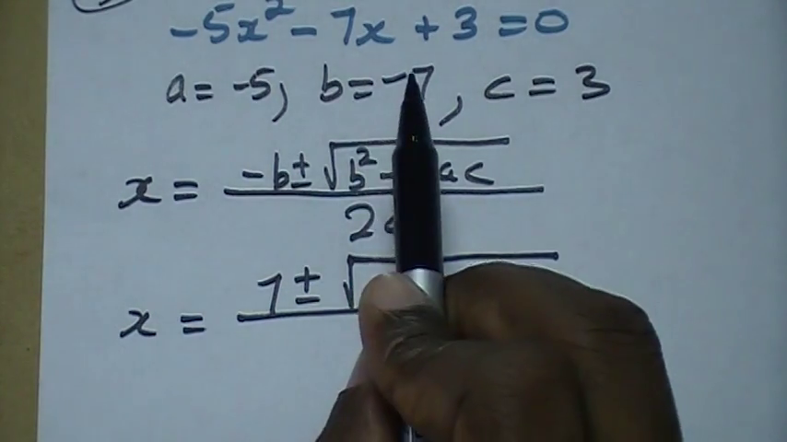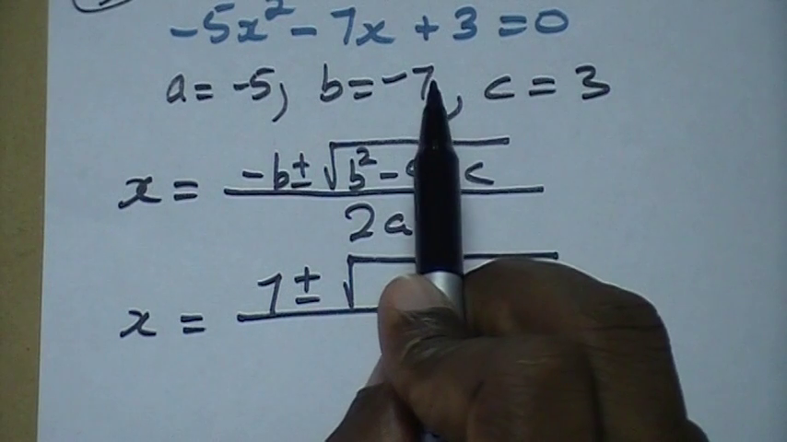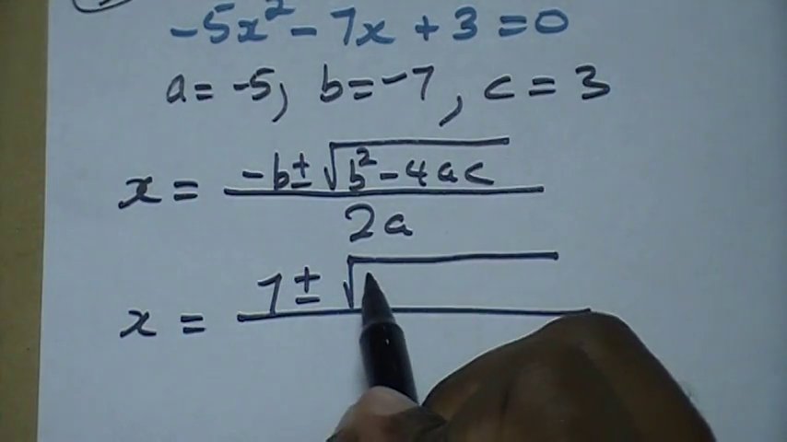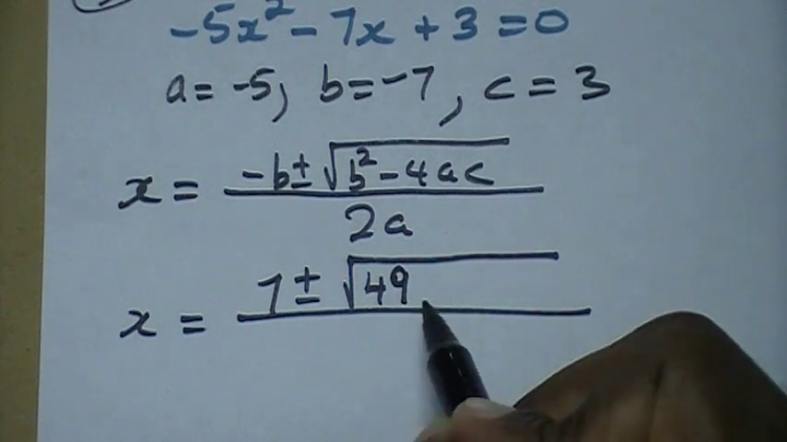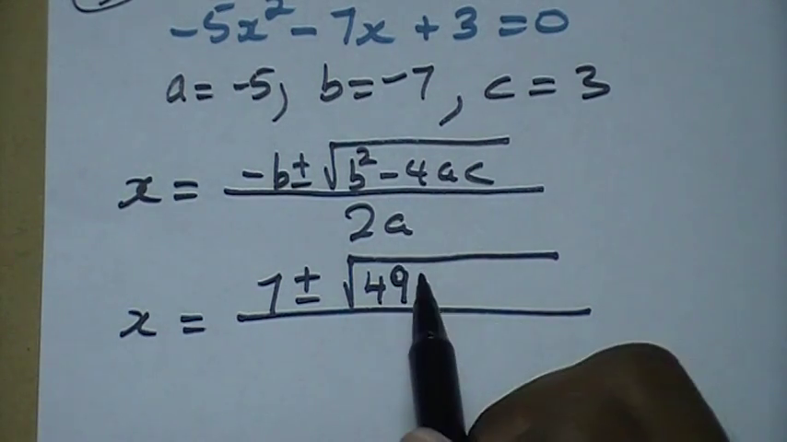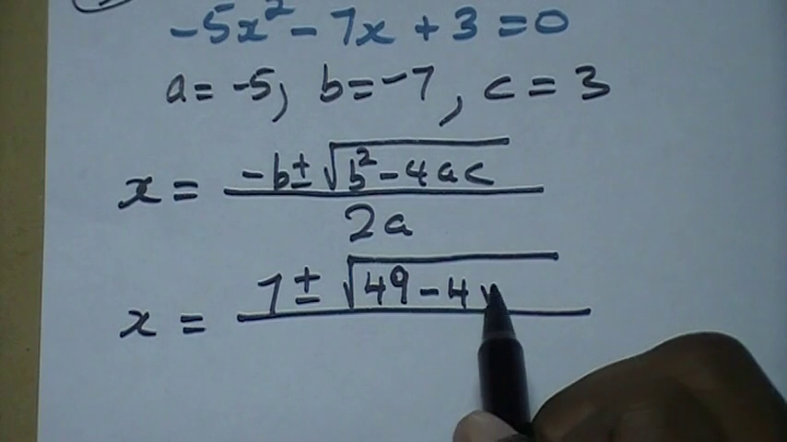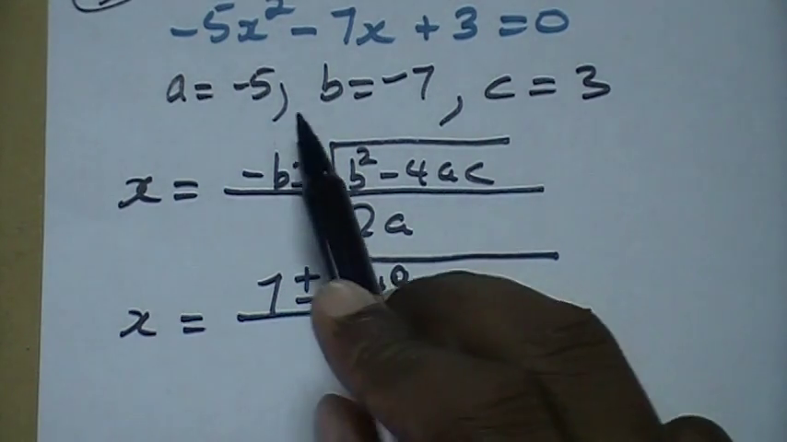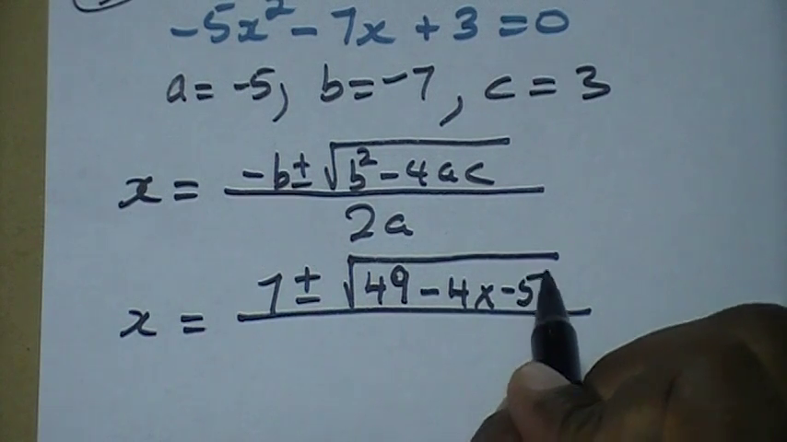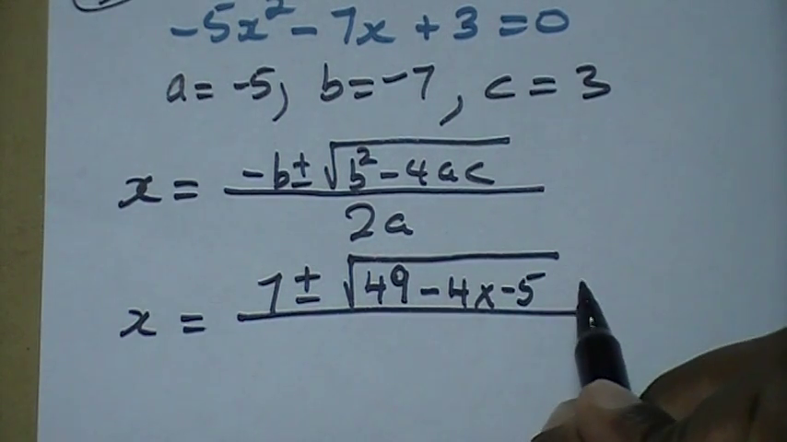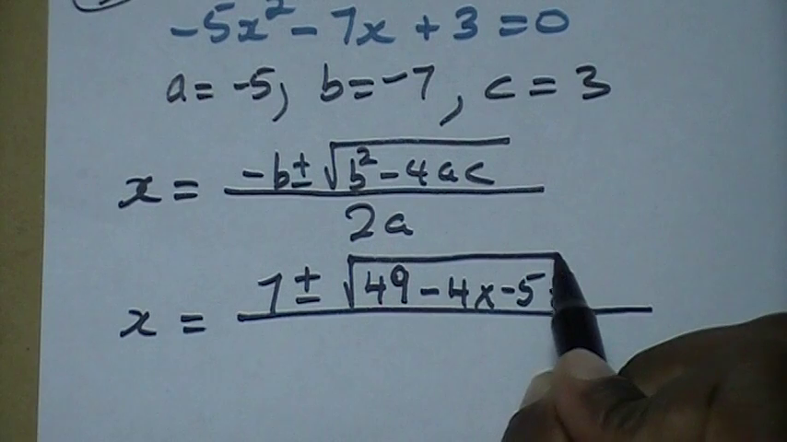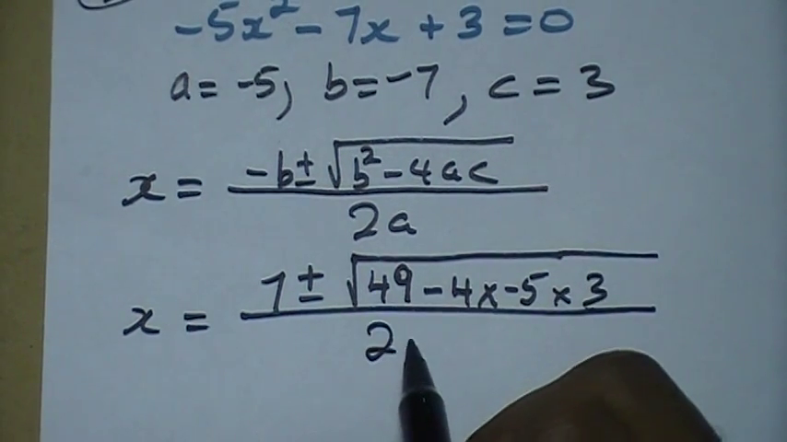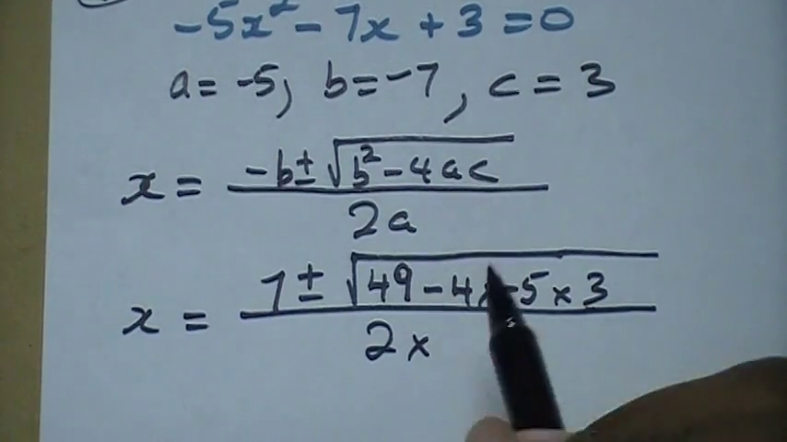B squared, so we're going to square negative 7, which is negative 7 times negative 7. It's going to give us positive 49. Negative 4, let's put that back. Negative 4 times a. So I'm going to just write that out. Negative 4, what's a? A is negative 5. And c, which is actually positive 3. Over 2 times the value of a. 2 times a is negative 5.